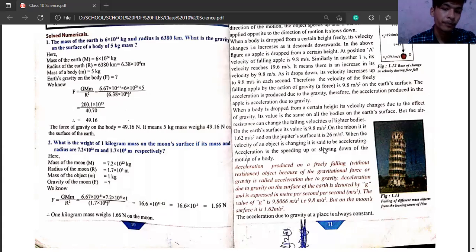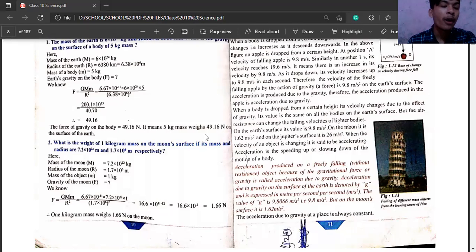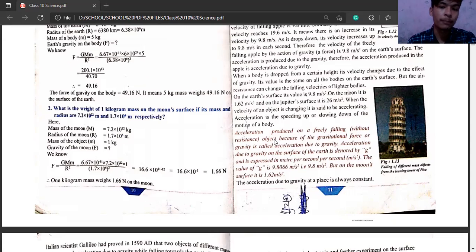On Jupiter. When the velocity of an object is changing, it is said to be accelerating, right? So whenever the velocity is changing, it is said to be accelerating. That means the velocity is increasing. And acceleration is the speeding up or slowing down of the motion of a body. If the velocity is increasing, that means the body is moving fast or speeding up.